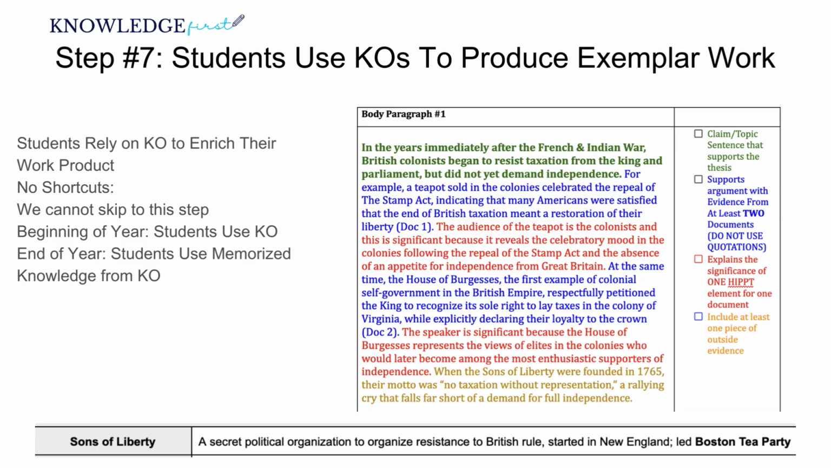At the beginning of the year, I allow students to use their knowledge organizers to identify appropriate evidence to include in their paragraphs. By the end of the year, students have acquired so much knowledge through the knowledge building cycle that they no longer need their knowledge organizers. That is the ultimate goal of the knowledge building cycle.